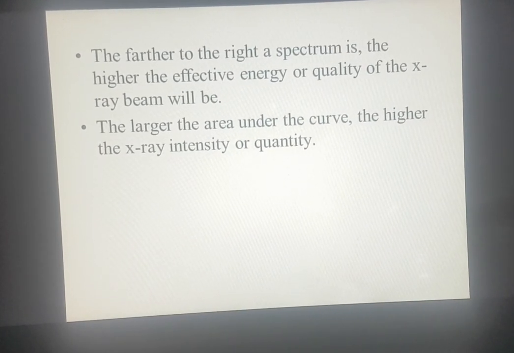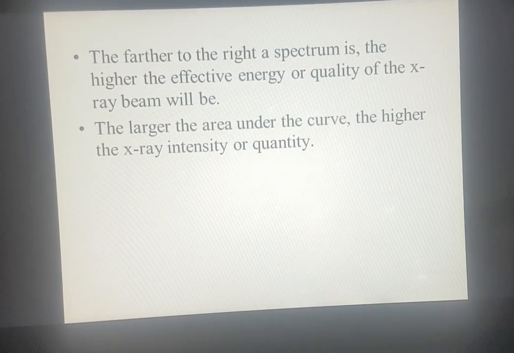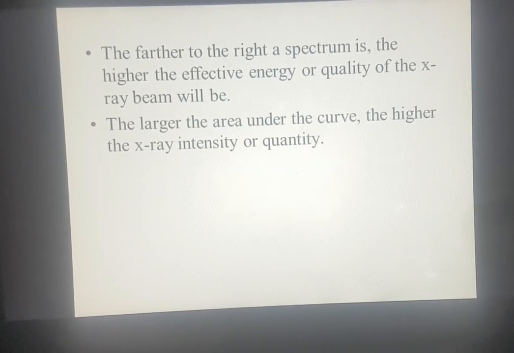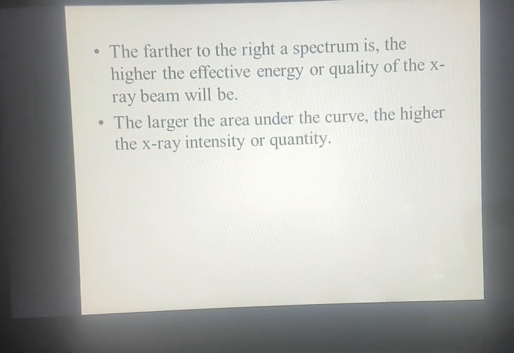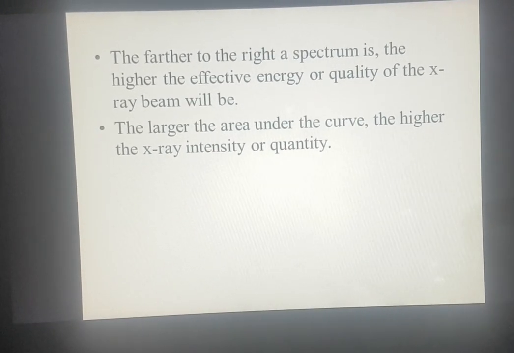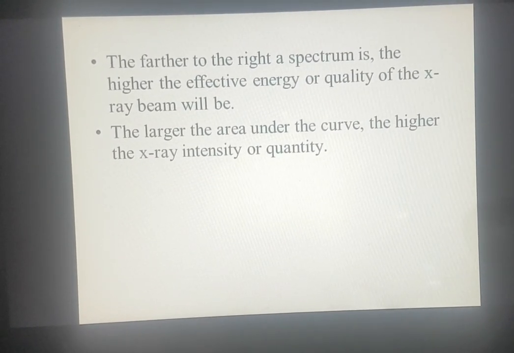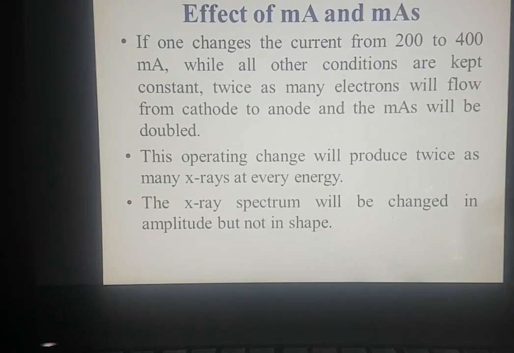So the quality or quantity can be predicted by the amplitude and by the right or left shift of the spectrum. It says that the right shift of the spectrum actually determines the effective energy or quality of the X-ray beam, and the area under the curve actually determines the intensity or the quantity of the X-ray.